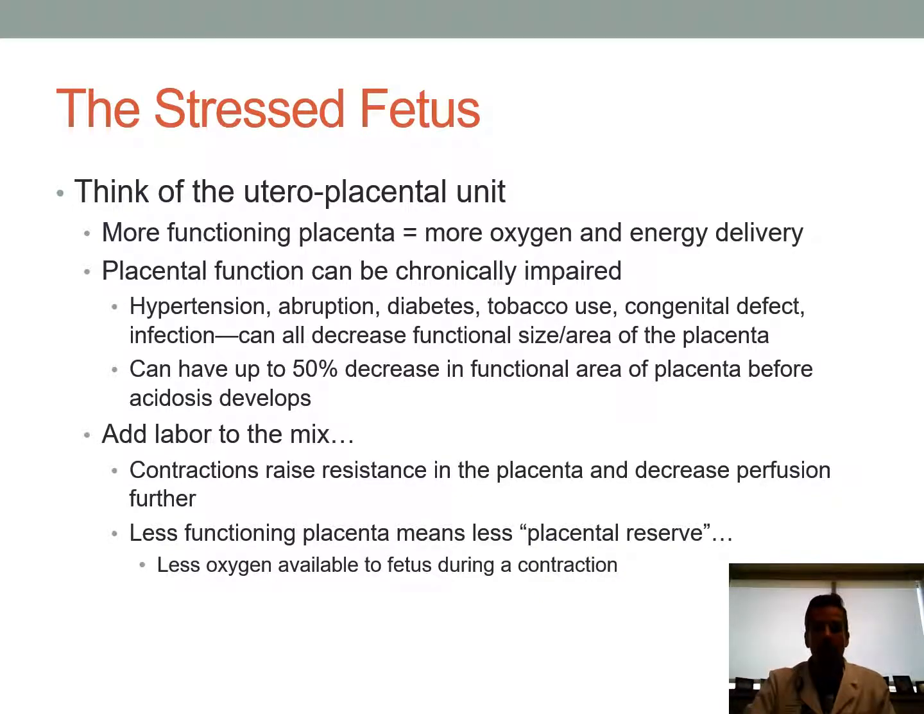Things that chronically impair the placenta include things like tobacco use, chronic hypertension, gestational hypertension as well. Abruption, you can have a partial or chronic abruption that's detaching portions of the placenta and making it no longer exchange oxygen and CO2. Diabetes, particularly type 2 diabetes, can impair placental function, and there you've got a combination of maybe a larger baby with larger oxygen demand, greater metabolic requirements, and less functioning placenta. So all these things can decrease the functional size and area of the placenta.